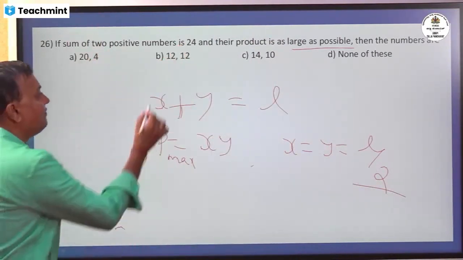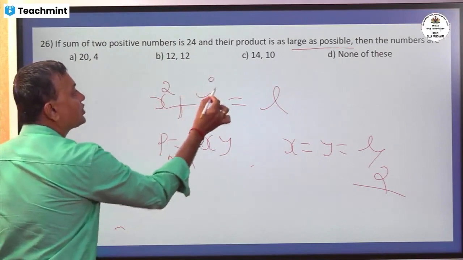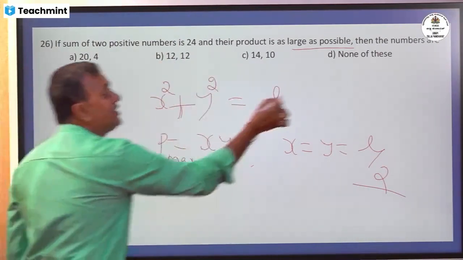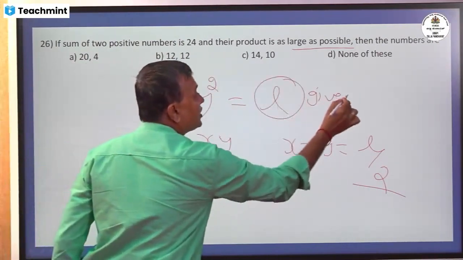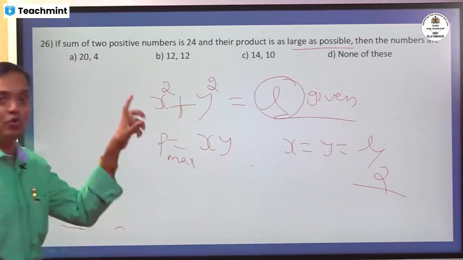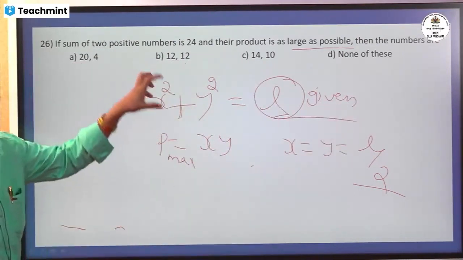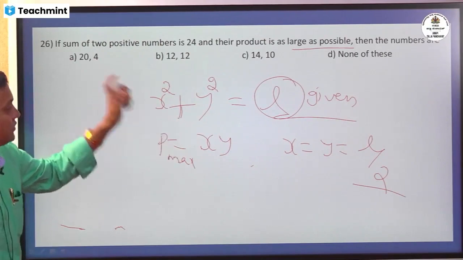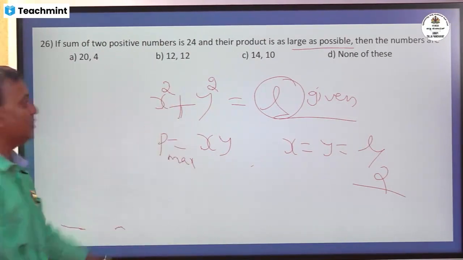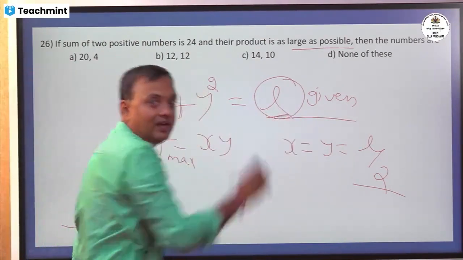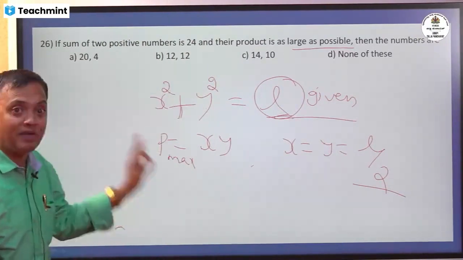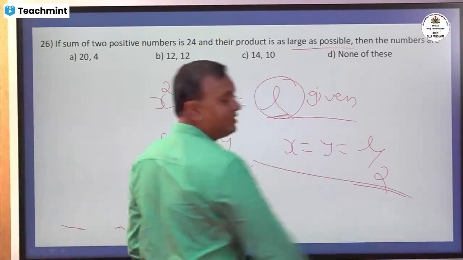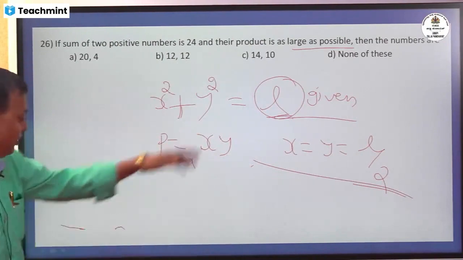Similarly, if the sum of the squares of two positive numbers is given, a constant L, then the product is maximum when the numbers are the same, x equal to y equal to L by 2.